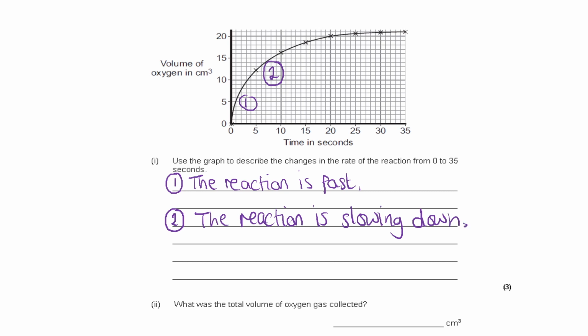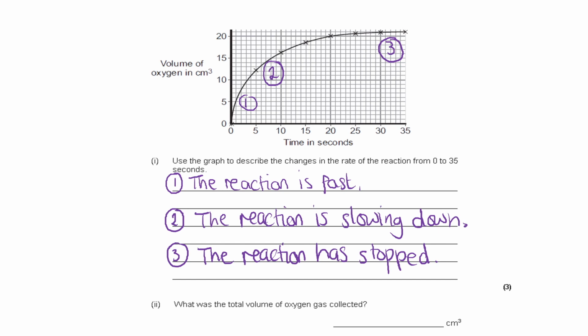And then lastly, at part 3, the graph is leveling off, which means no more gas is being produced, so the reaction has stopped. Now you can see on the graph I have numbered positions 1, 2 and 3 just to make it absolutely clear which parts I am talking about.